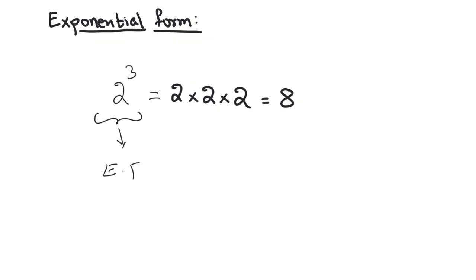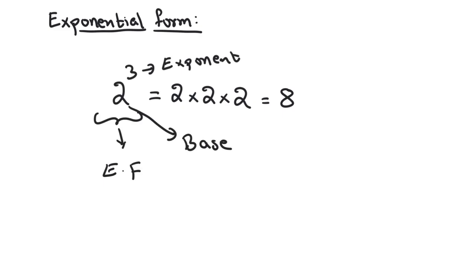I'll just write it as EF. 3 is called the exponent and 2 is called the base. Some textbooks call it index form, so it depends which textbook you're referring to. But nevertheless, exponential form is 2 to the power 3, where 3 is the exponent and 2 is the base.